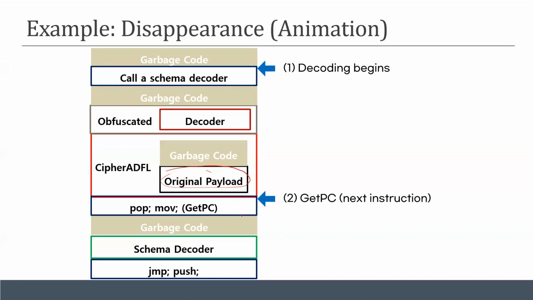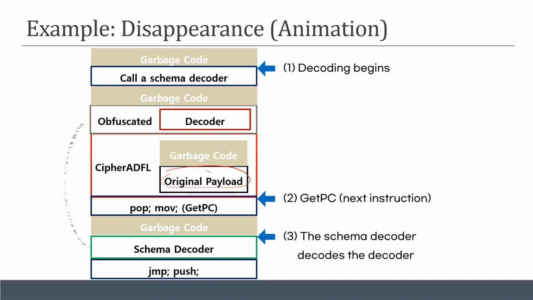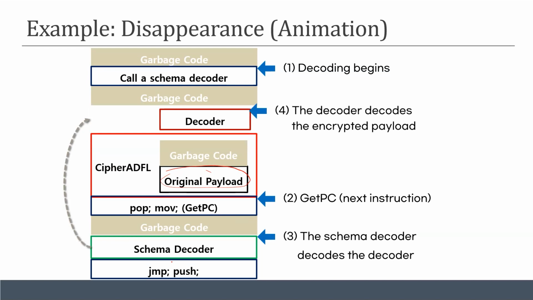Second, you get the PC. So here, the program counter is the register for the next instruction. And then third, now we have the schema decoder that decodes the decoder. Because the decoder has been obfuscated using the schema decoder, the decoder can be decoded. And the decoder again decodes the encrypted payload.